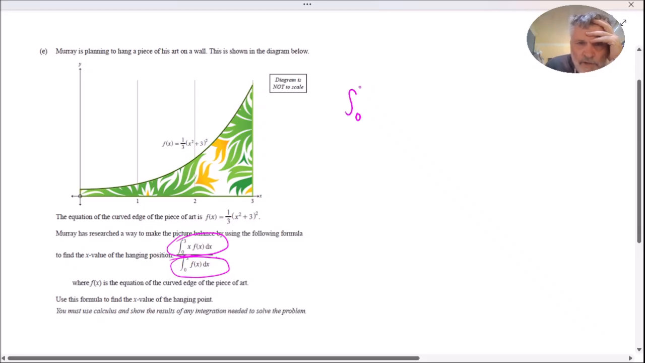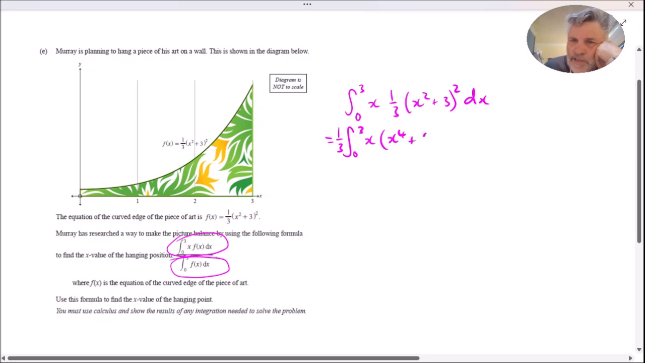Integral from 0 to 3 of x times (1/3 x squared plus 3) all squared dx. That's the integral from 0 to 3. You can put the third outside. Got an x here, and multiplying out that squared, x to the power of 4 plus 6x squared plus 9, so that's a third, the integral from 0 to 3, x to the power of 5 plus 6x cubed plus 9x dx.